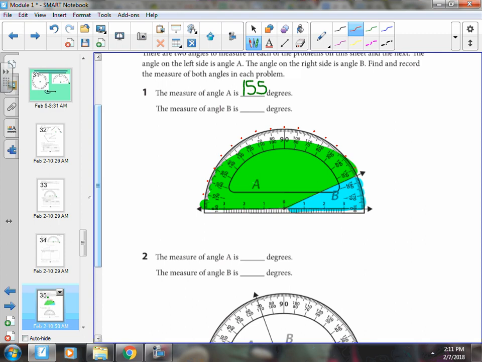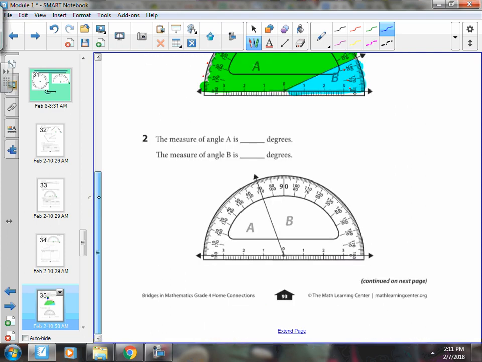Angle B is the acute part of the angle. So I could look at the other set of numbers, the inside track of numbers, or I could start counting from 0. 0, 10, 20, it's between 20 and 30, so 25. So the blue angle is 25 degrees. Okay? All right, number 2.